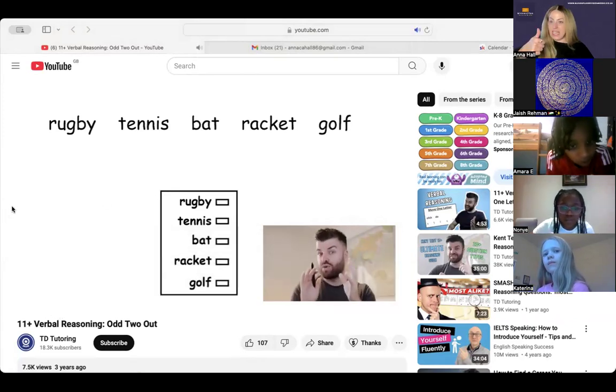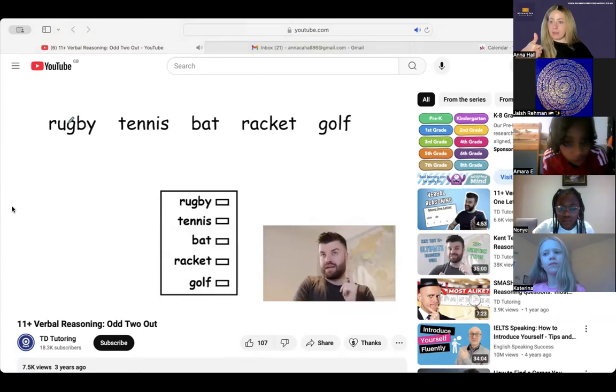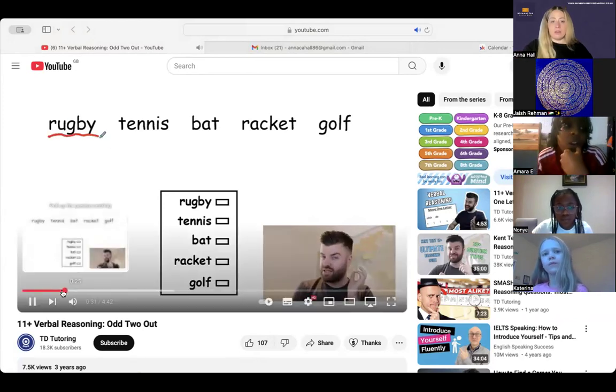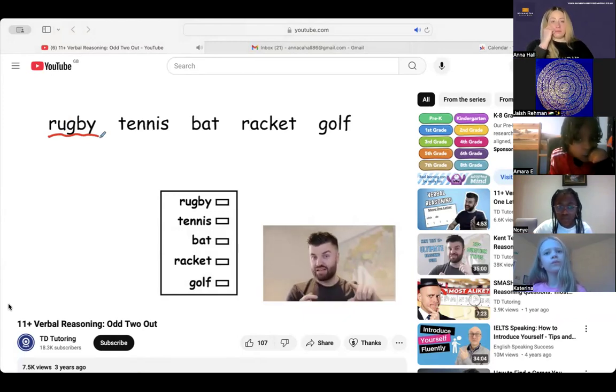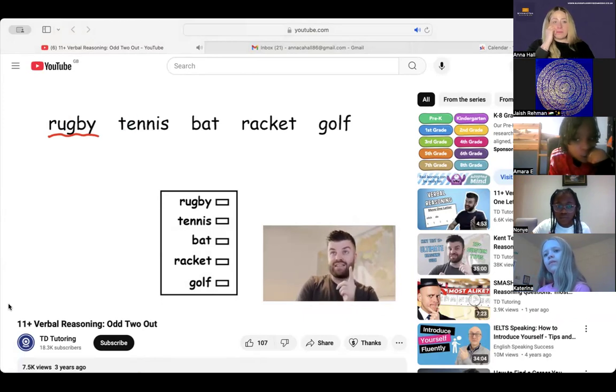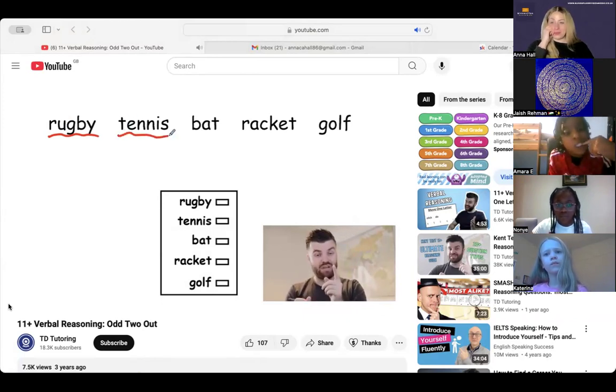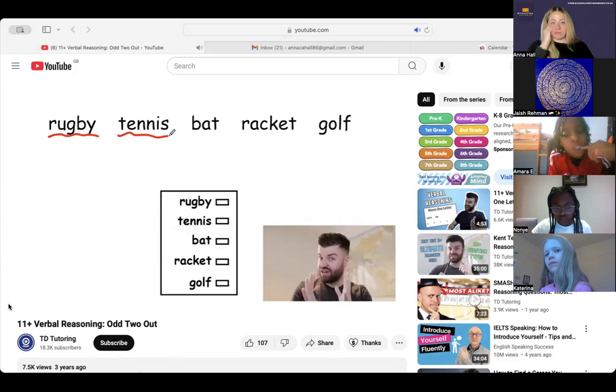To find our 2 odd words out. Now, rugby. What do we know about rugby? Well, rugby is a type of sport. So remember, we're trying to find 3 that go together to leave our answers at the end. Let's look at the next one. Tennis. Aha, tennis is a type of sport. But don't fall for the trap here. Don't put down rugby and tennis straight away, because remember, we are trying to find 3 that go together because the question is asking for 2 odd ones out. These 2 are not odd ones out.